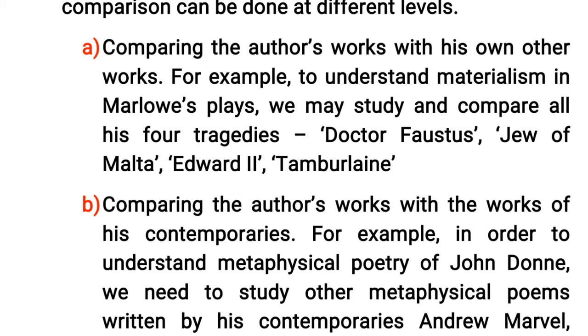Number one, you can compare the author's works with his other works. Like one author does not write only one work, okay? Say for example, William Shakespeare has written Hamlet, which is a tragedy, and you can compare Shakespeare's Hamlet with his other tragedies, Macbeth or Othello or King Lear. Okay. In the same manner, if you want to understand the materialism found in Marlowe's plays, then you can study and compare four tragedies written by Christopher Marlowe: Dr. Faustus, Jew of Malta, Edward II, and Tamburlaine. Because in all these four tragedies written by the single author Christopher Marlowe, you find the element of materialism. So you can compare different works written by the same author.